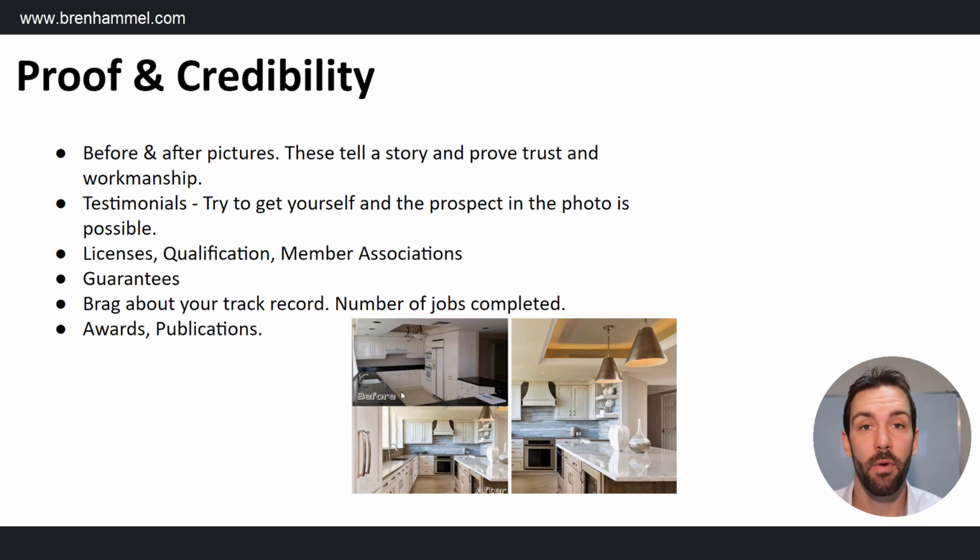Next, brag about your track record. How many jobs have you completed? What awards have you won? Where have you been? What kind of publications have you featured in, etc. Again, there's proof in numbers. If you've worked with 5,000 people over the last 10 years, that's 5,000 people that have trusted you. Whereas if you've only worked with 5, they're all skeptical. I don't know if I trust that. So there's definitely proof and credibility in numbers.